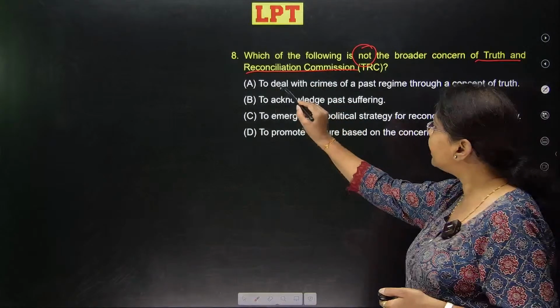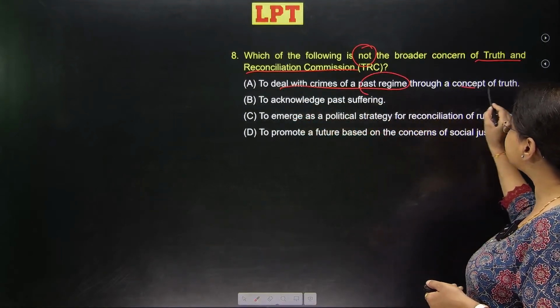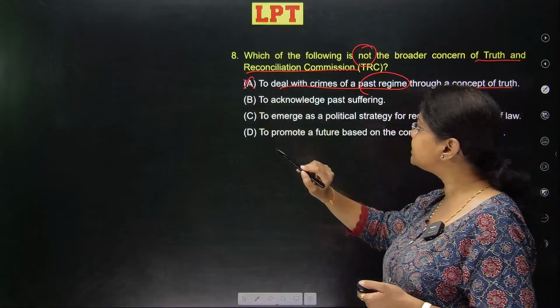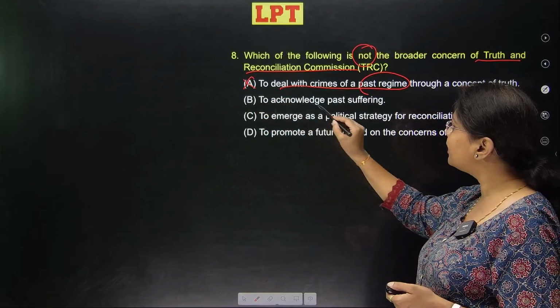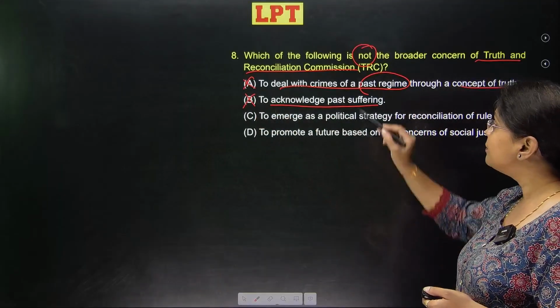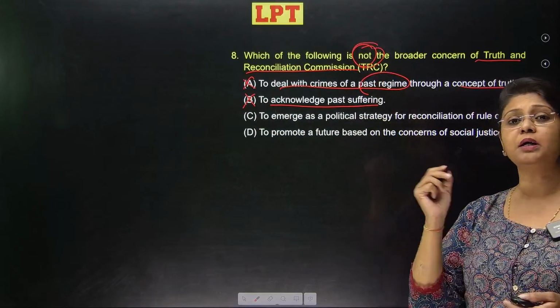So to deal with the crimes of the past regime through a concept of truth, this has been stated in the passage. This cannot be the answer. Then the second one says to acknowledge past suffering. Even this has been stated. So this cannot be the answer because we are answering about which is not the broader concern.